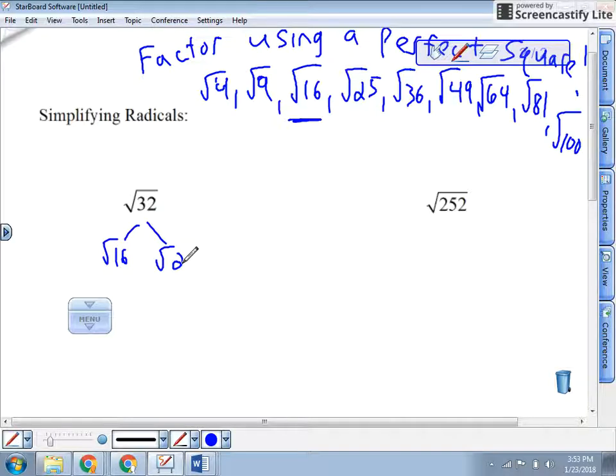Now, again, this equals the same. One of these has to be a perfect square. Give me two factors, where one is a perfect square. Well, square root of 16, that is just 4. It's not root 4, it is 4. The square root of 2 doesn't simplify, so root 32 breaks down to 4 root 2.